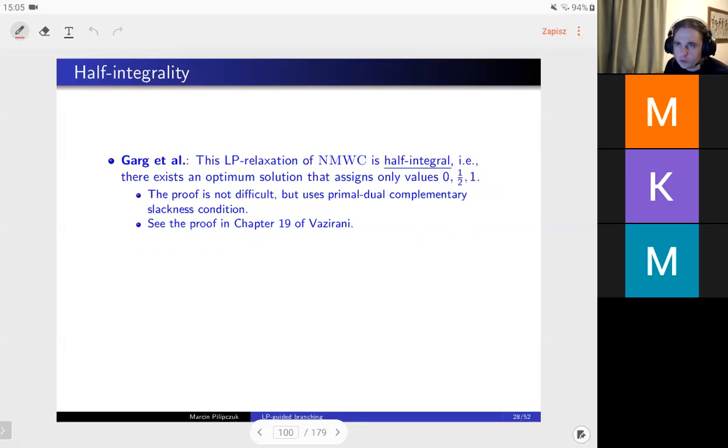But the punchline here is that actually there is an LP half-integrality property: there's a solution that uses only zeros, halves, and ones. If somebody is interested, you can try to Google the paper that contains it, or look into Vazirani's book on approximation algorithms, chapter 19. At least Micha wrote it on the slides, so I hope it's true.